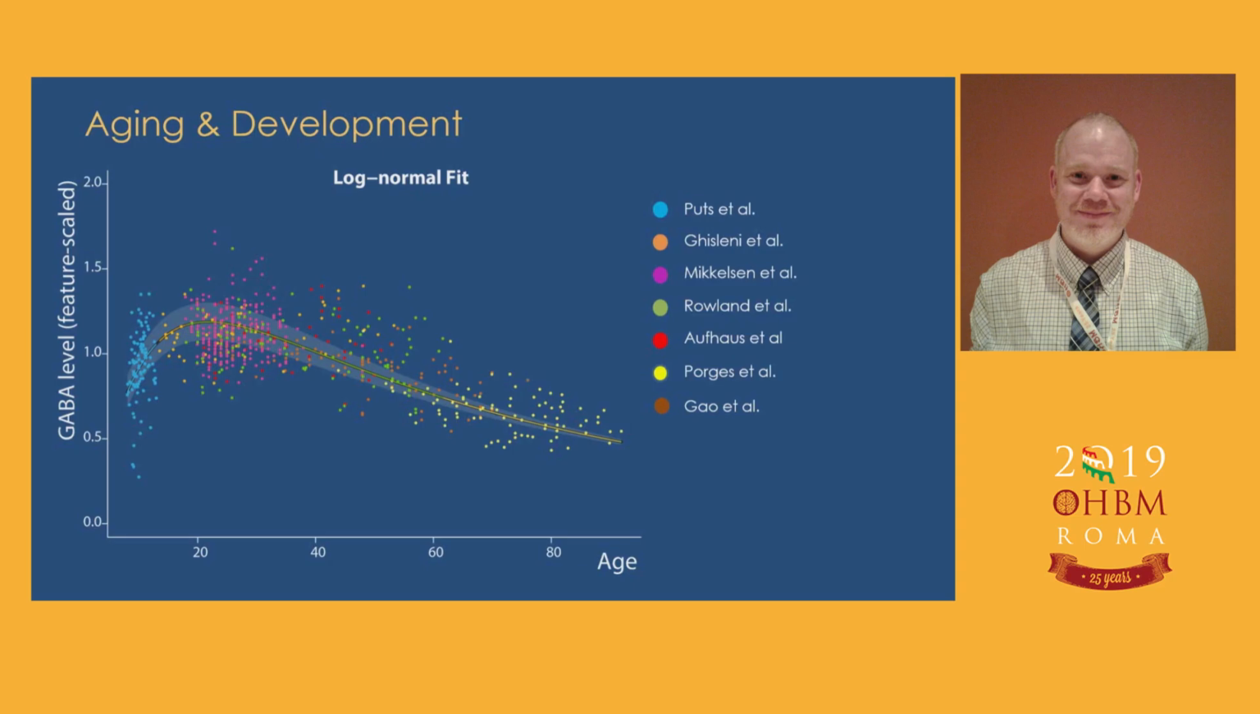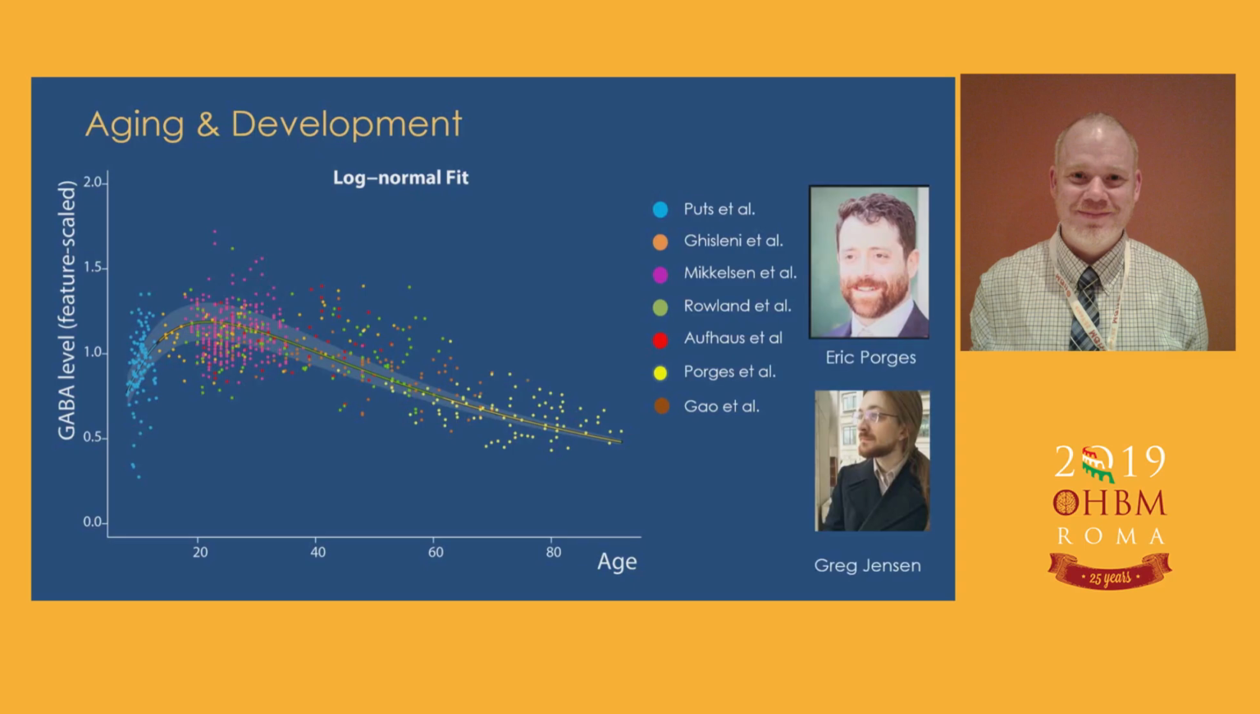Together with Eric Porges and Greg Jensen, we recently did a meta-analysis of the data on the age trajectory in terms of GABA levels, where we looked at all the studies that had a wide enough age range where the individual data points were plotted. We extracted these data, and then we normalized them first within group and then across all the groups, and then looked at the age trajectory. We used a number of different models to see what best fits this age trajectory, but we found that the log normal fit fits this best.